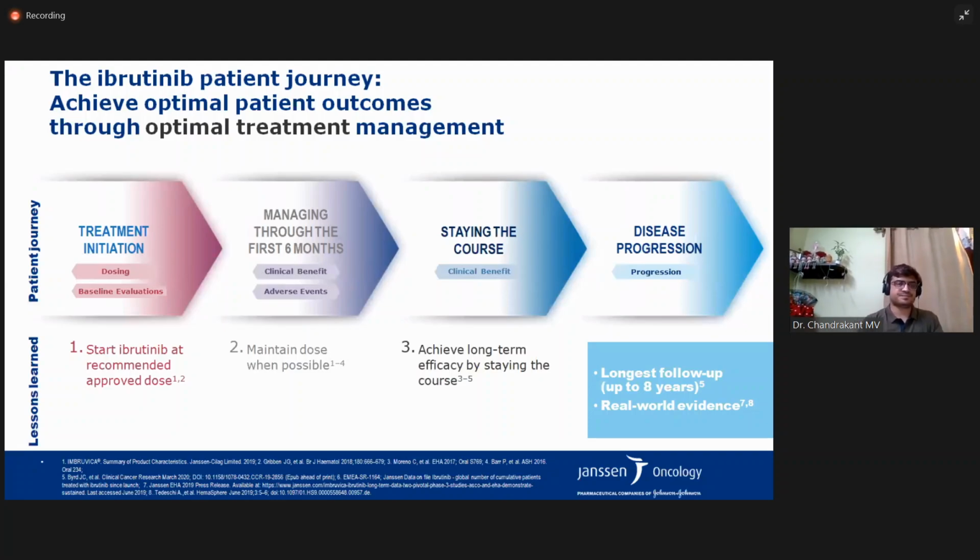So when you give ibrutinib for a patient, we usually start with 420 milligram once a day, at the recommended dose as per the hepatic reserve. Then we have to manage the initial 6 months, which is quite important, where we monitor for side effects. We keep calling them every 15 days in the initial month and then monthly, and then we can have longer follow-up dates, and then we should stay on the course and watch for disease progression.